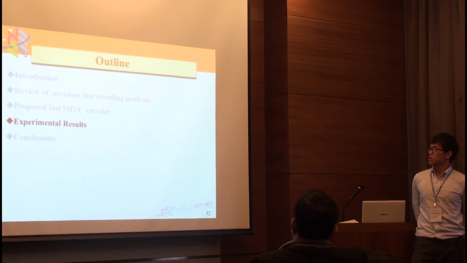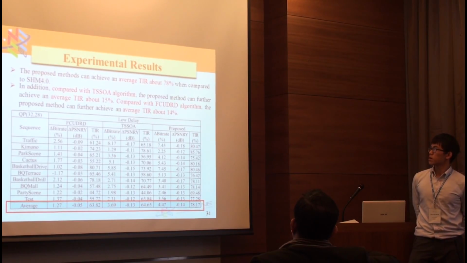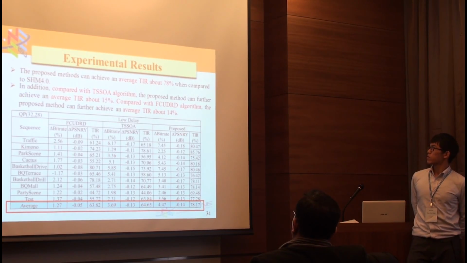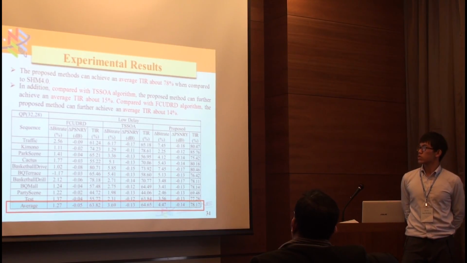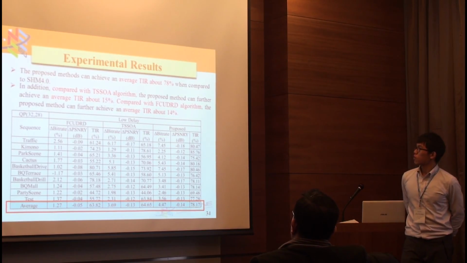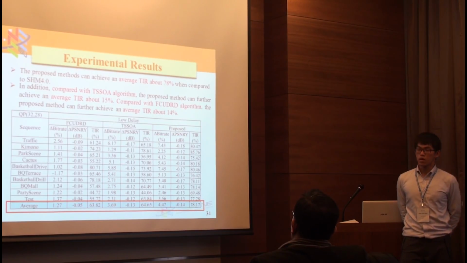And experimental results. Simulation conditions are as follows. The proposed method can achieve an average TIR of about 17.8% when compared to SHM4. In addition, compared with the TSSOA algorithm, the proposed method can further achieve an average TIR of about 15%. And compared with the FCU-DRD algorithm, the proposed method can further achieve an average TIR of about 14%.